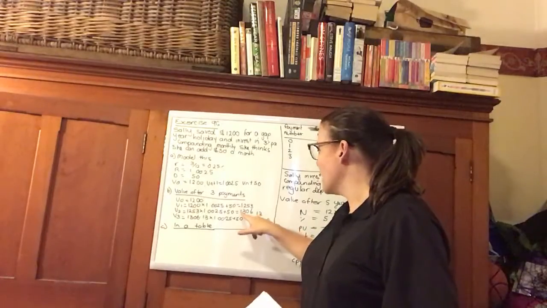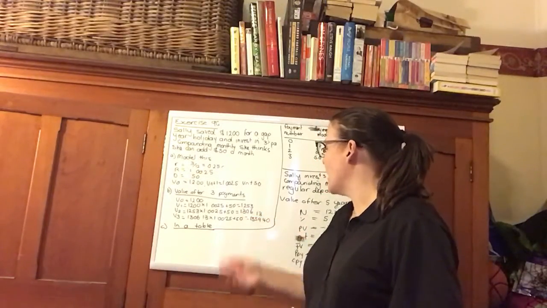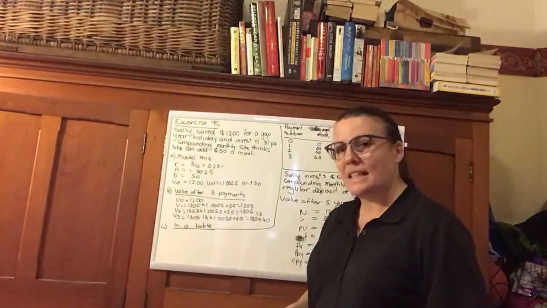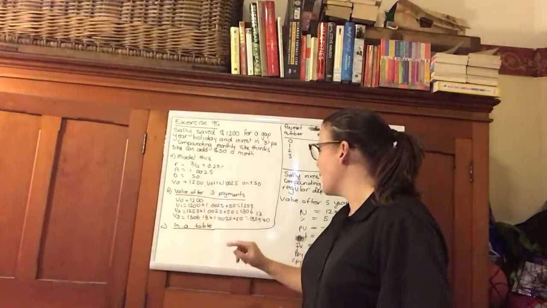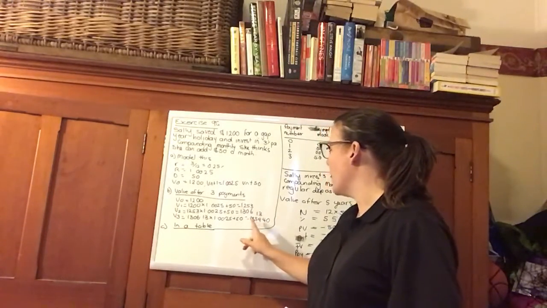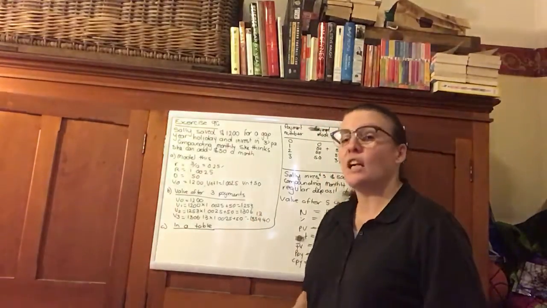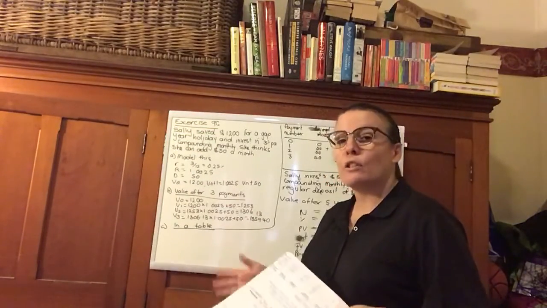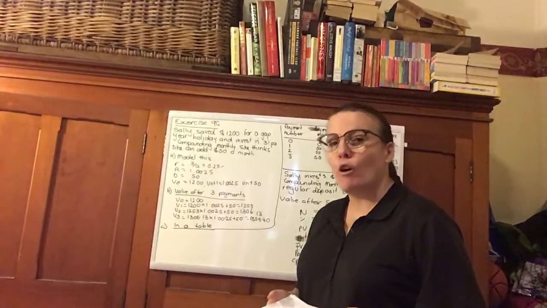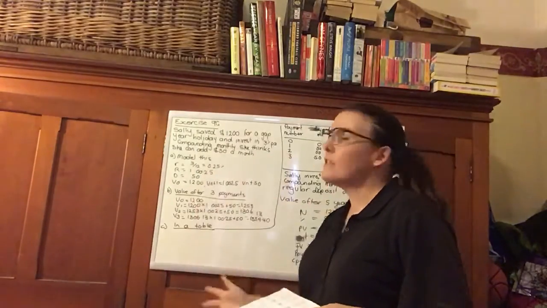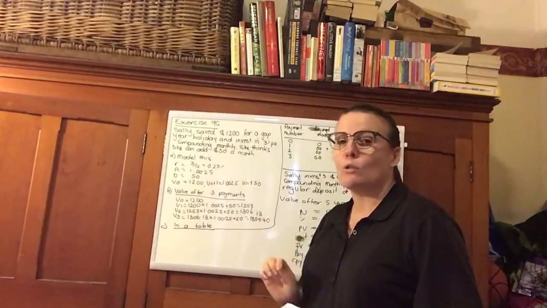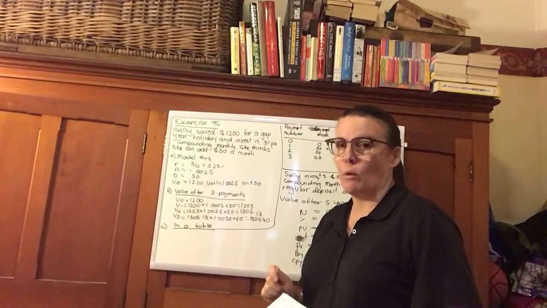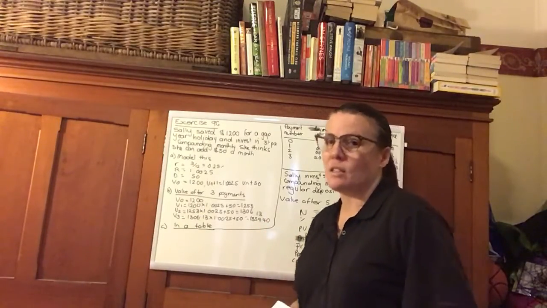After the next month, it's going to be worth $1,306.13. And after that third month, it's going to be $1,359.40. Now, we've looked at amortization tables before. Again, this type of situation can be modelled with the amortization table. So let's have a look at how that's done.